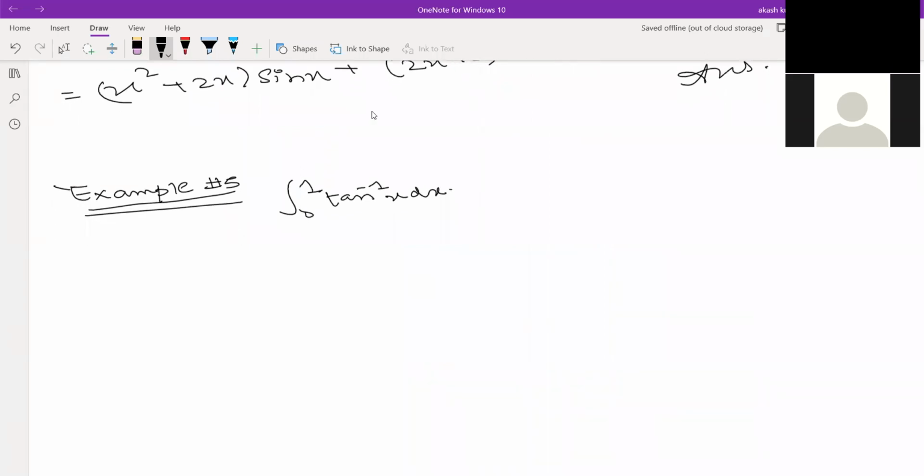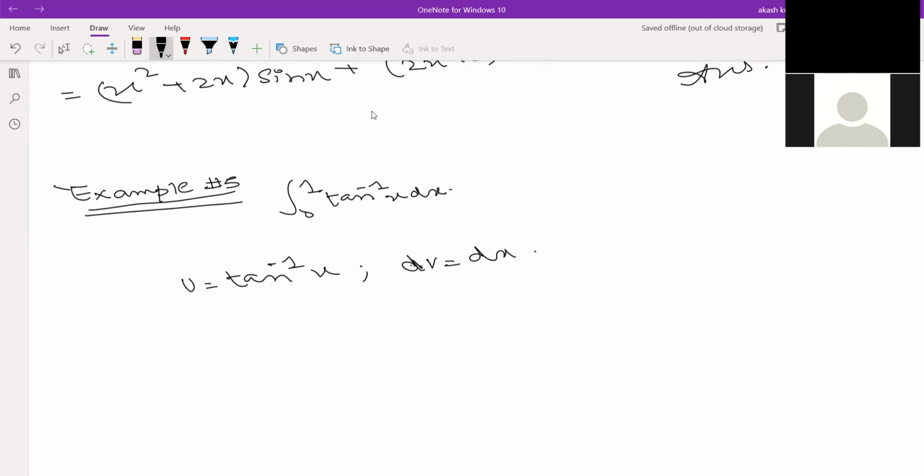The question is the integral from 0 to 1 of tan inverse x dx. Let's take u as tan inverse x and dv as dx.